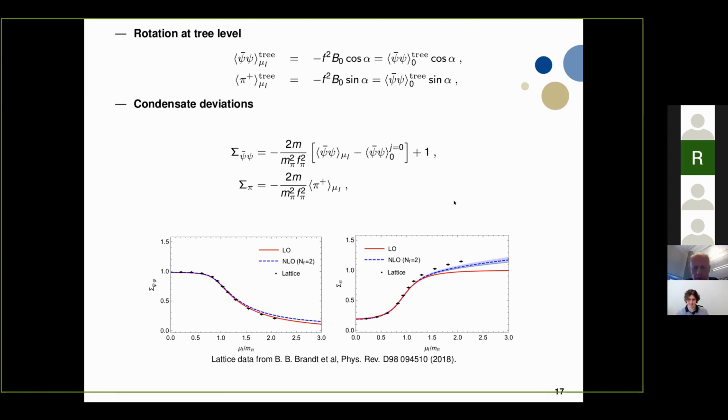The most important message here is simply that you don't see this rotation leveling off beyond leading order. You don't see it on the lattice, and you don't see it in chi-pt. So in that sense, I think the NLO calculation is a significant improvement over the tree level results.